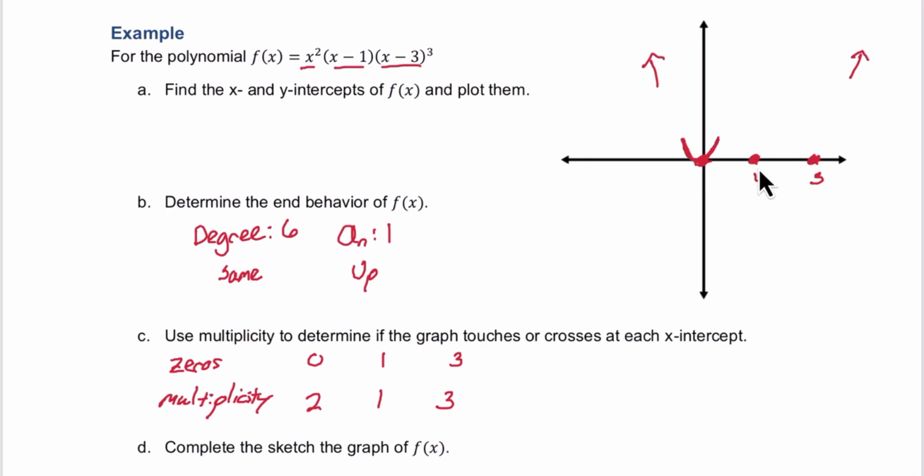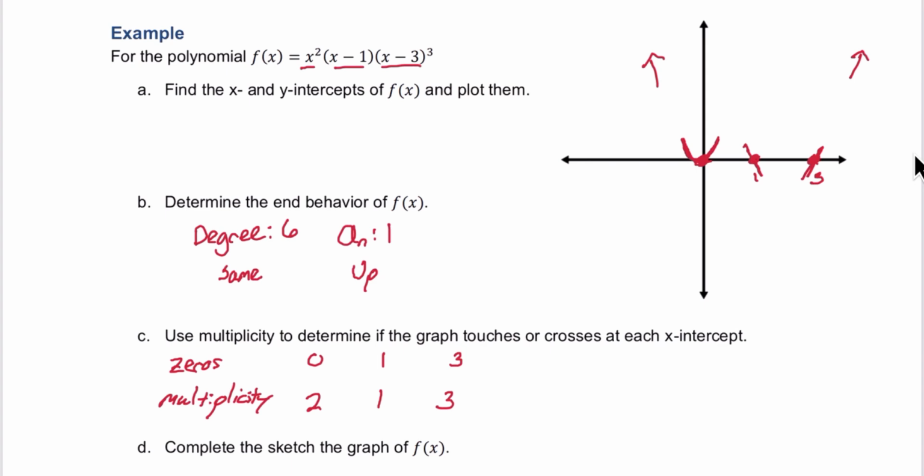At 1, this x-intercept has a multiplicity of 1, which is odd. That means the graph is going to cut across. It's going to go through this x-intercept and cross the x-axis. And then 3 has odd multiplicity, which means this one will also cross the x-axis.